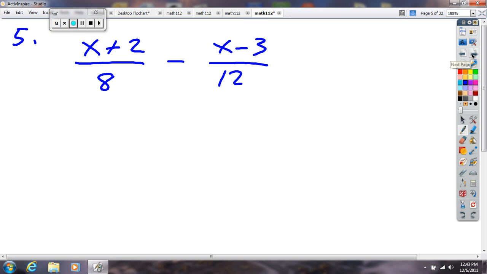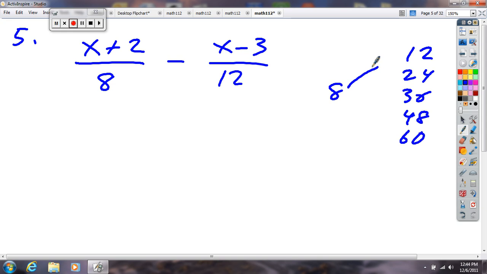Number 5. Now we're adding and subtracting 2 fractions. You must have a common denominator. What's your common denominator between 12 and 8? Remember, take the biggest number, that's 12, and count by 12. 12, 2 12s is 24, 3 12s is 36, 4 12s is 48, 5 12s is 60. Take the smaller number, 8.